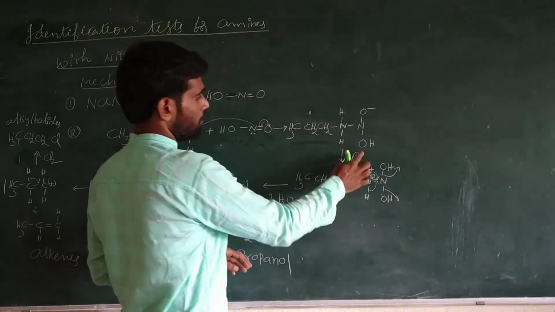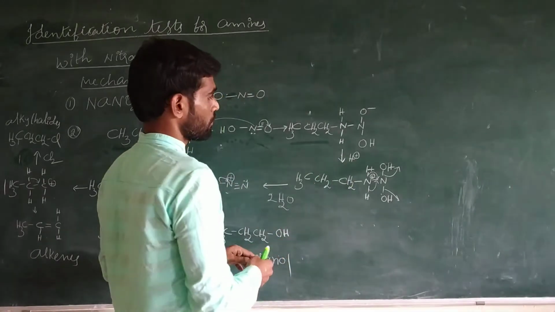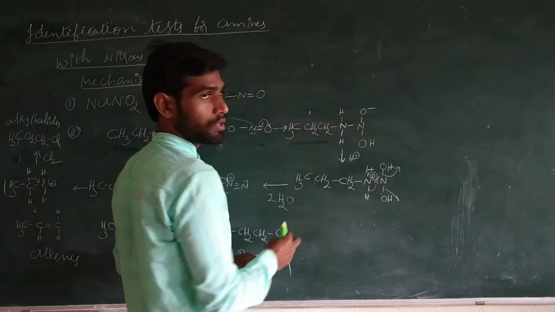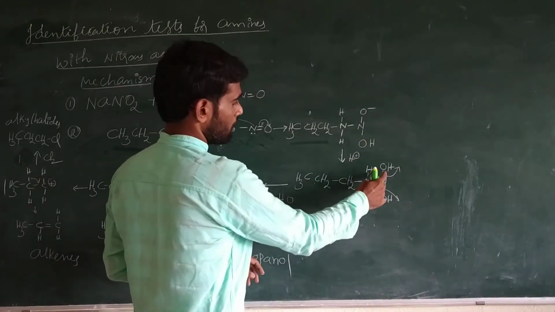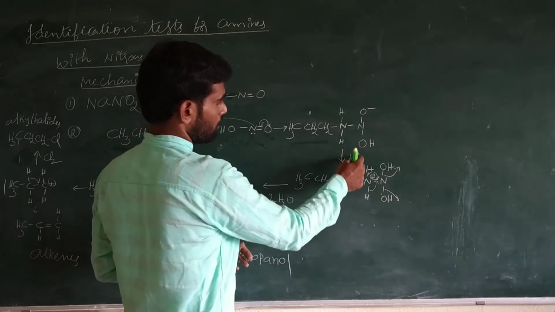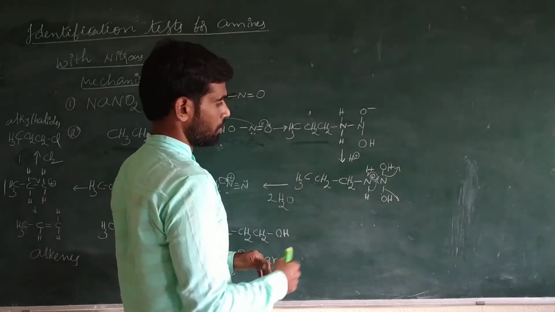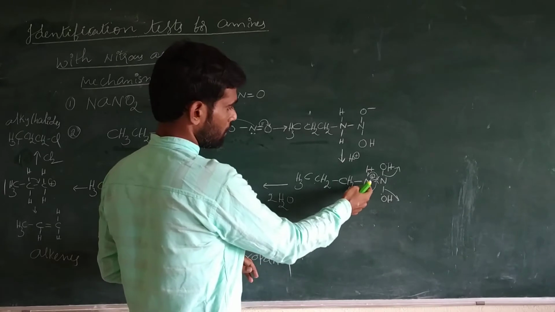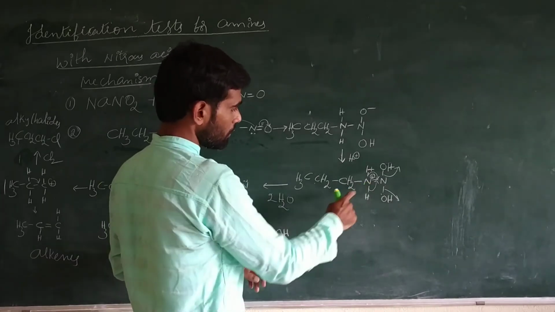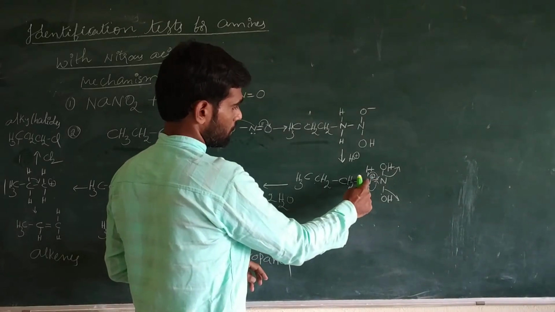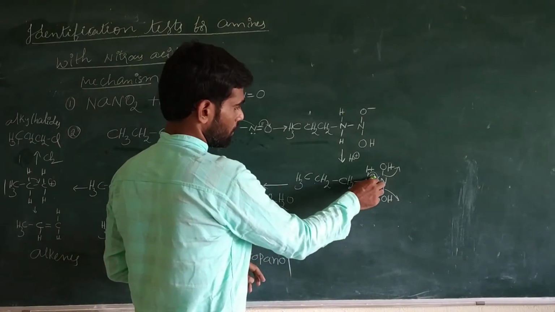After that, if we add any acid like HCl or H2SO4, that H plus ion will react with the O minus. Now in the further step, the H plus reacts with the O minus to give OH. Now what happened further? Here the nitrogen is unstable due to 4 bonds, and this nitrogen has positive charge.